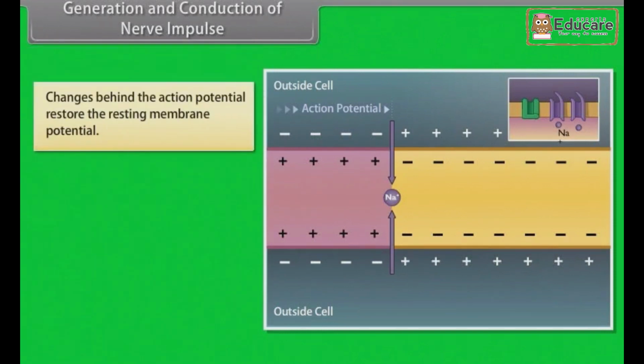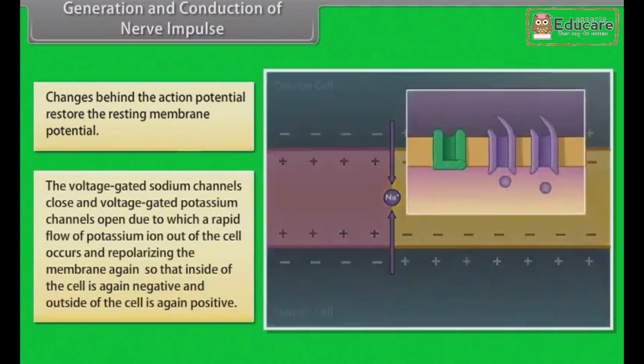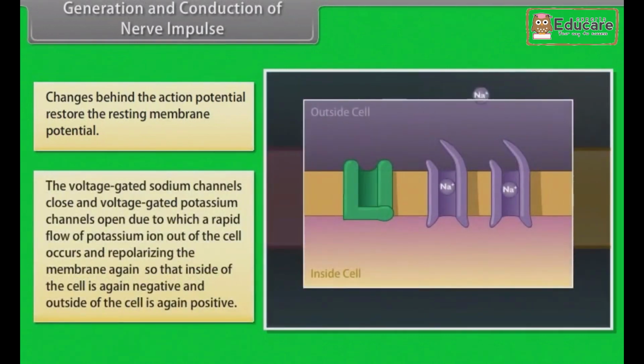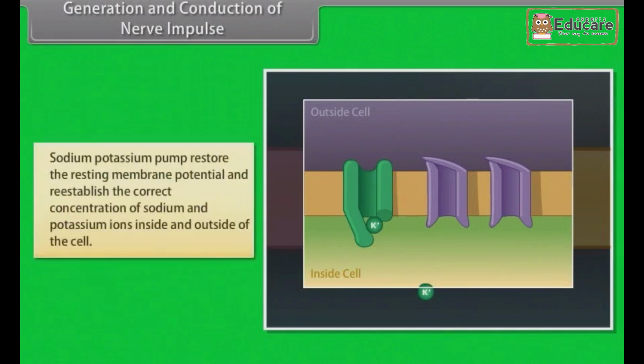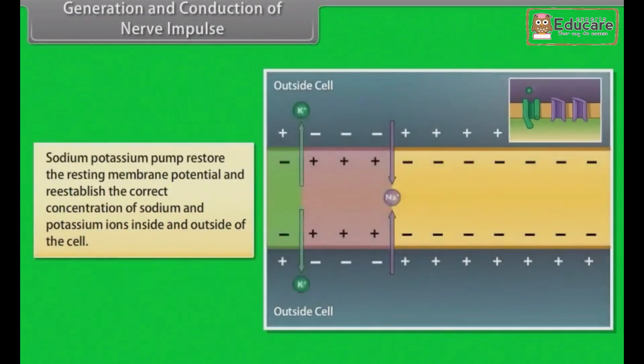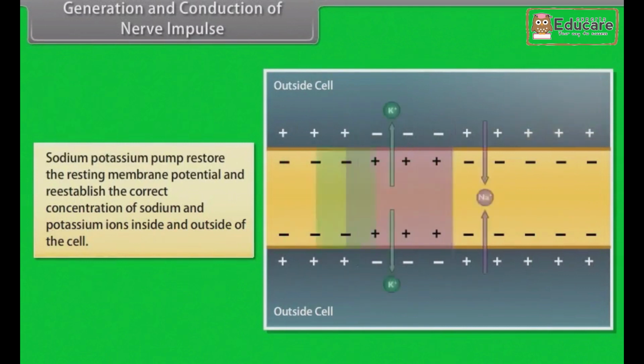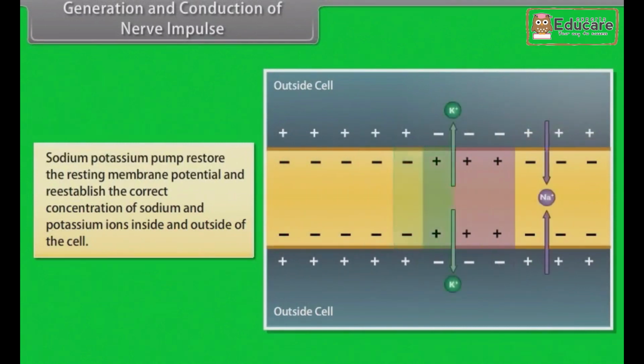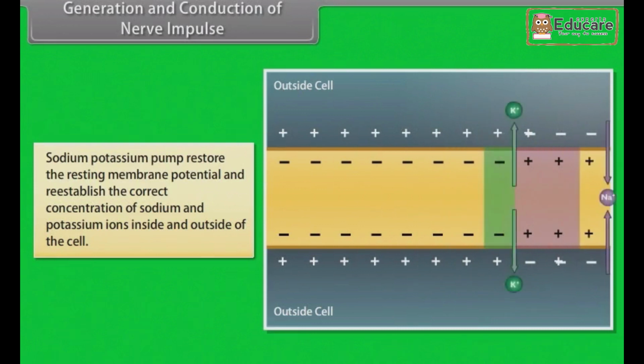Changes behind the action potential restore the resting membrane potential. The voltage-gated sodium channels close and voltage-gated potassium channels open, due to which a rapid flow of potassium ions out of the cell occurs, repolarizing the membrane again, so that the inside of the cell is again negative and the outside of the cell is again positive. The sodium-potassium pump restores the resting membrane potential and re-establishes the correct concentration of sodium and potassium ions inside and outside of the cell.